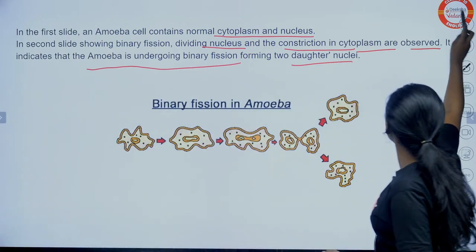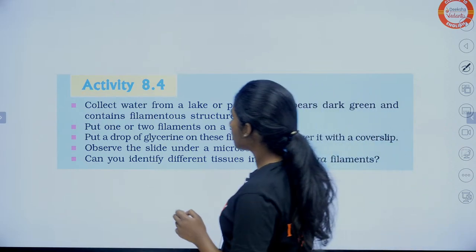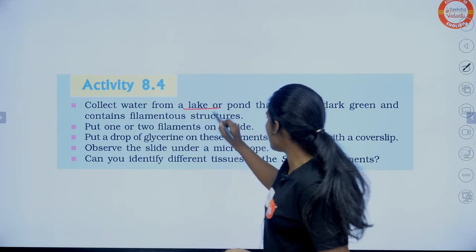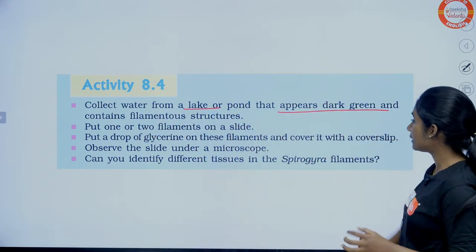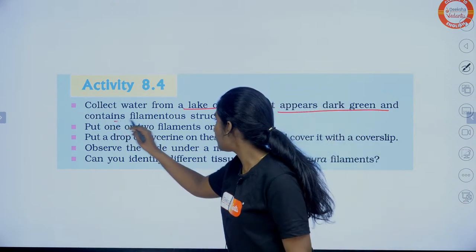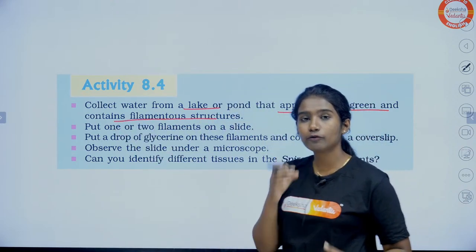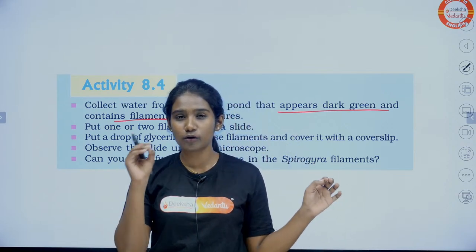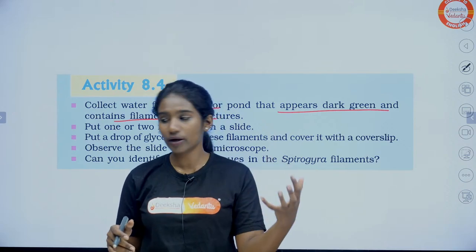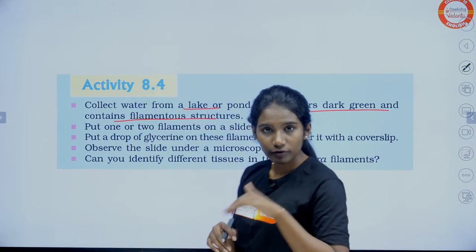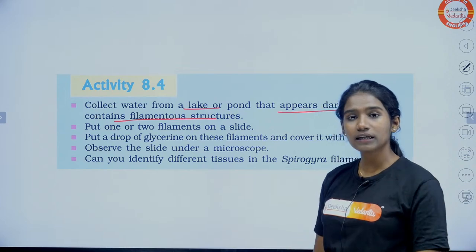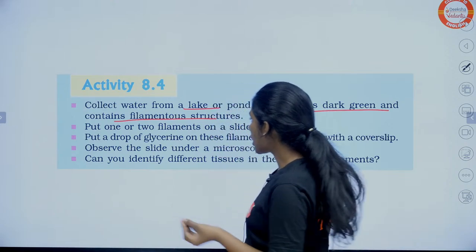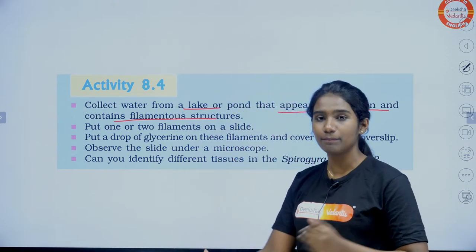The next activity is to collect water from a lake or pond that appears dark green and contains filamentous structures. You would have seen that if the lake is not maintained properly, a green colored growth appears on the surface of the pond. What is that green thing? It is algae. Now we will see how algae multiply.